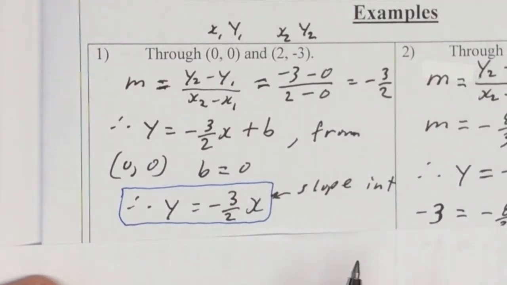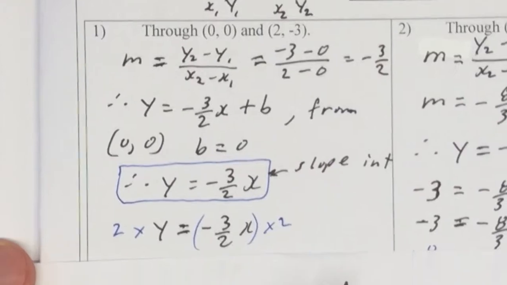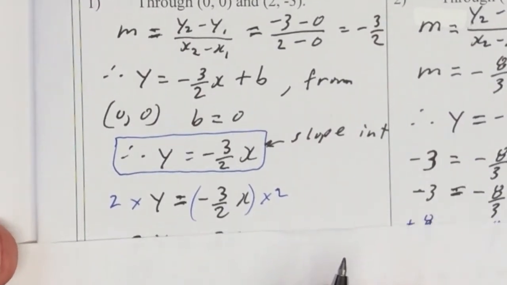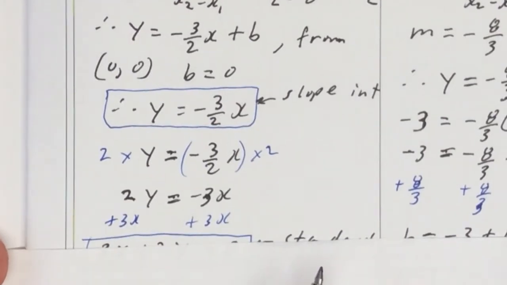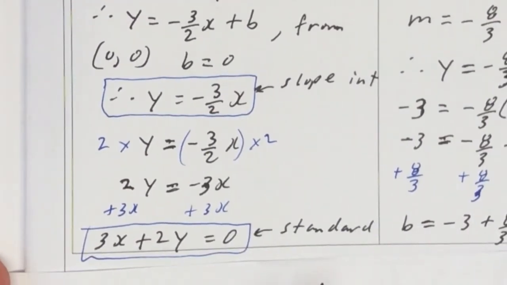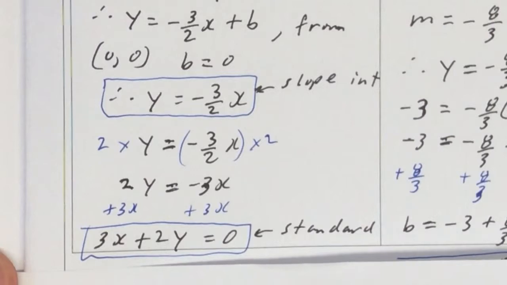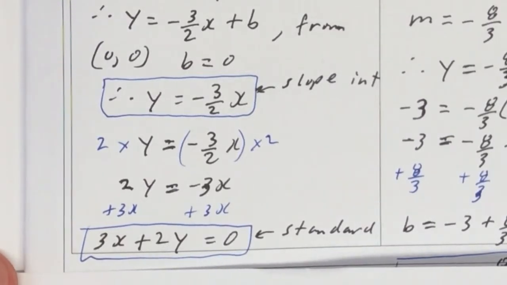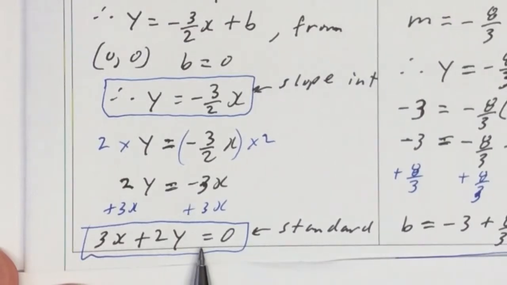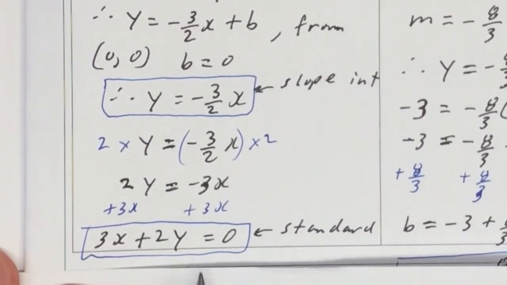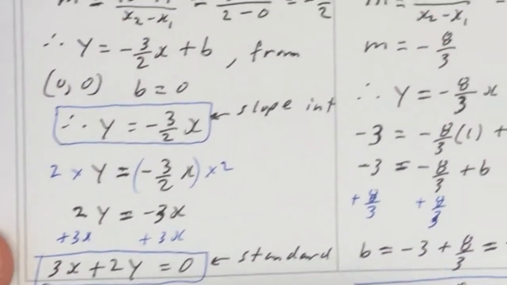That's the slope-intercept form. For standard form, multiply both sides by 2, and you've got this. Add 3x to both sides, and you get 3x plus 2y equals 0 as standard form. Any equation of a line in standard form that has the c value, the constant value, equal to 0, goes through the origin. It has 0 as the y-intercept. You can think about that one.